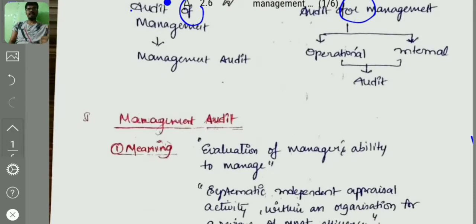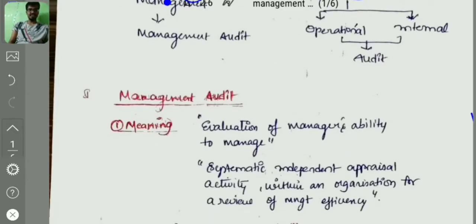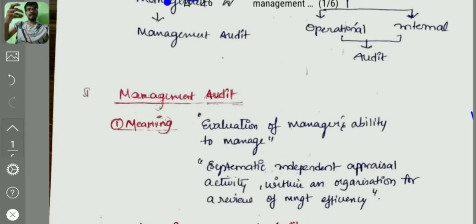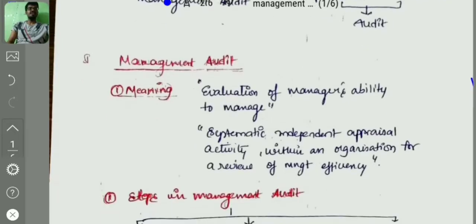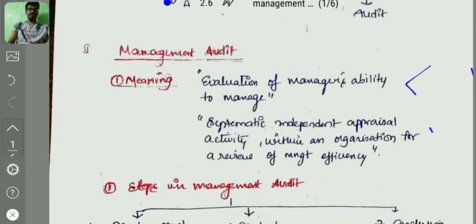Coming to the main topic, the management audit. What is the meaning of the management audit? If any question is asked with respect to the management audit, we can write a general introduction. What is management audit? In layman terms, management audit is evaluation of management ability to manage. Whereas if you want to write in a technical manner, it can be written as a systematic independent appraisal activity within an organization for review of management efficiency. Right? These basic definitions we can write if any question is asked with respect to the management audit.